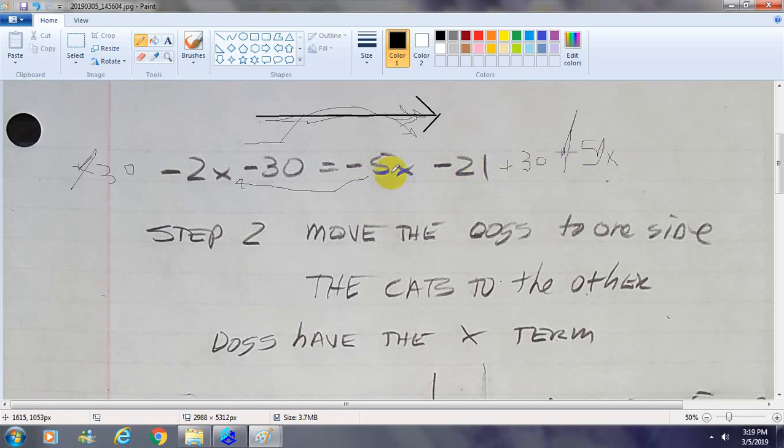0x means nothing. But remember, whatever you do to this side of the equation, it's like a seesaw. Whatever we do on this side of the equation, we have to do on this side of the equation, okay? See that? We have to do it to this side of the equation.